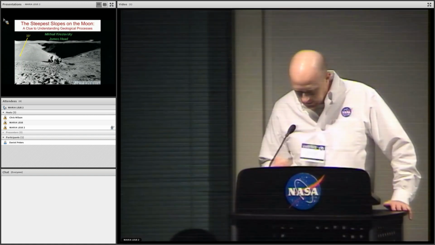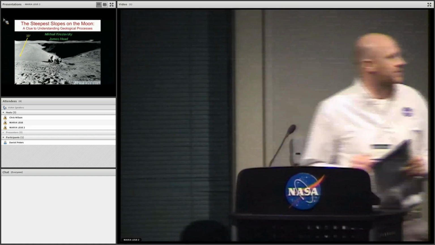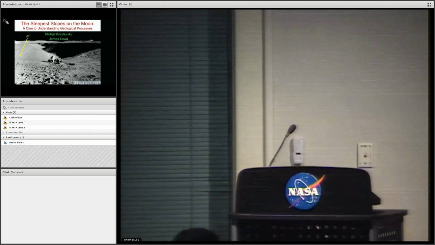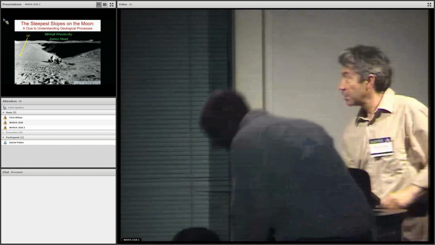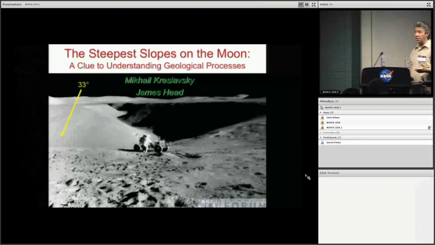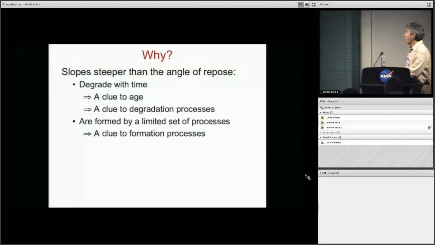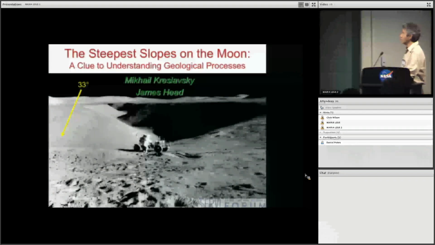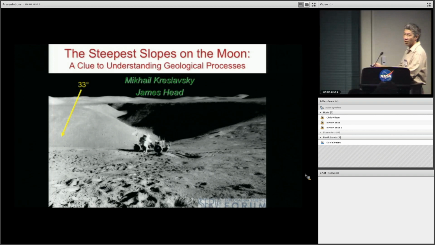Moon, a clue to understanding geological processes. So we look at the steepest slopes on the moon. Why do we do this? By the way, this is one of examples of not the very steep, but a really steep slope of the moon, Apollo 15 landing.